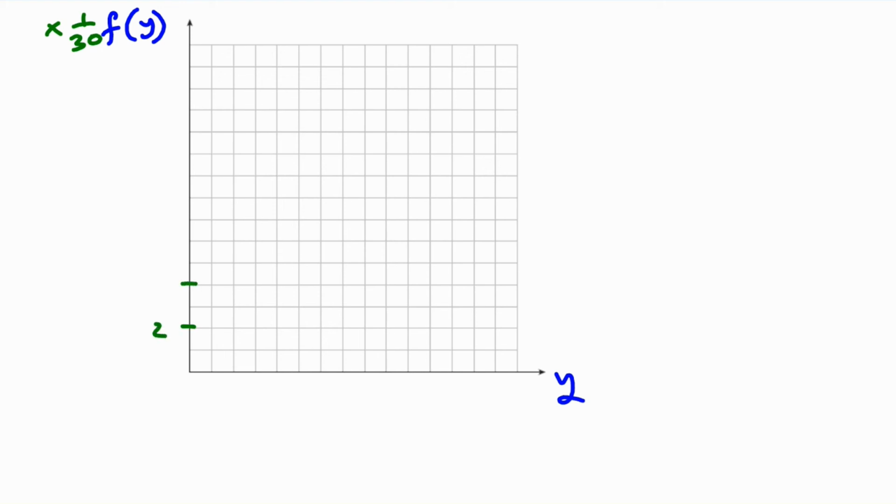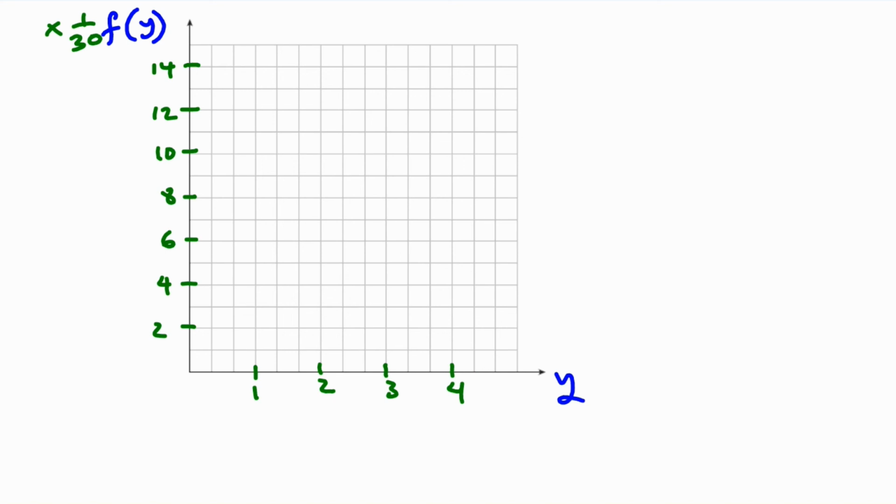So here 2, 4, 6, 8, 10, 12, 14. Oops, we go beyond that, so probably up to 16. Anyway, and then here I'm going to have 1 here. Then I'm going to have 2 here, 3 here, and 4 there. And then I'll just draw a bar chart to represent this.